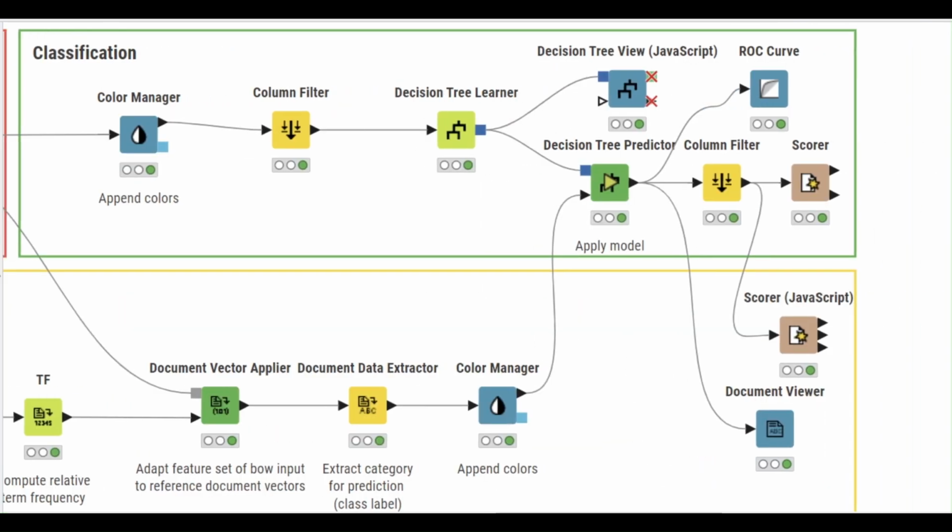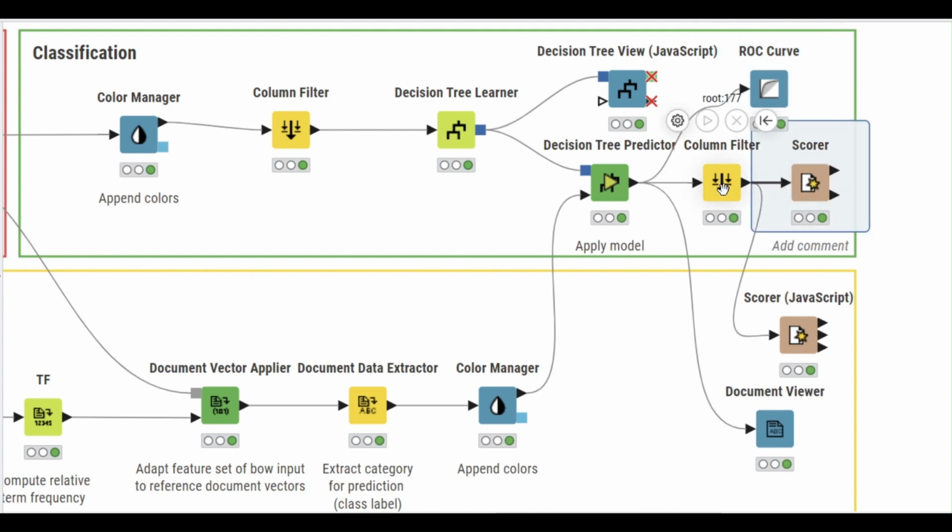So the model is done, the prediction is done, but we have to evaluate whether the model is performing well or not. In this workflow, we'll be evaluating the model in two ways. One is by showing the confusion matrix using the scorer node, and the other is using the ROC curve. Let's see one by one.